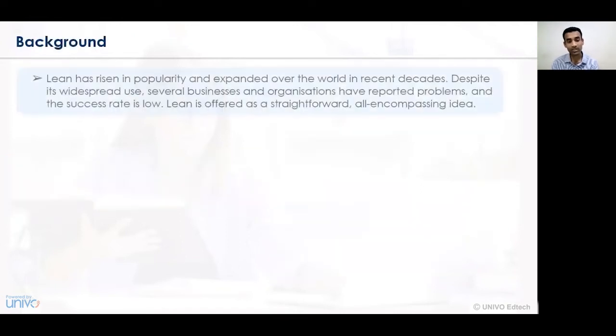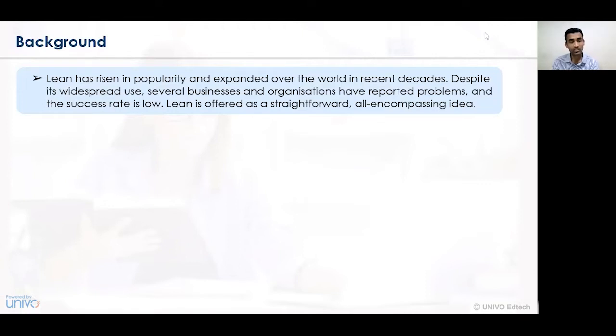So lean has risen in popularity and has gained expanded importance in recent decades. Despite various widespread uses, several business organizations and companies have reported problems and the success rate is very low. Lean is offered as a straightforward, all-encompassing idea. With respect to the absence of lean, it was observed that when there was no presence of lean in the business organization, there was a considerable decrease in the procedures, activities, and so on.